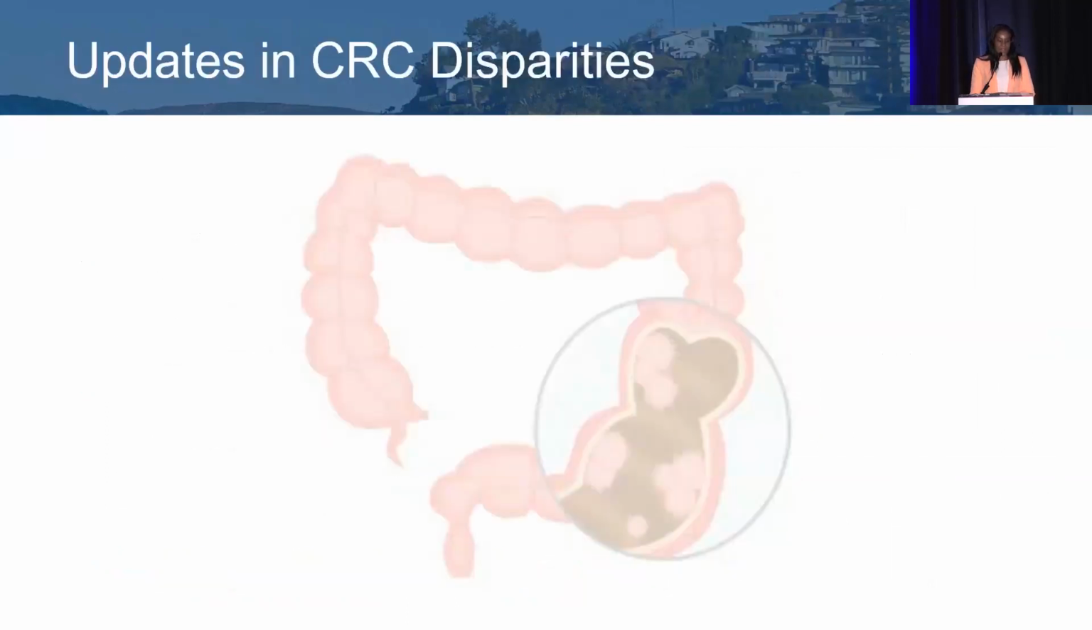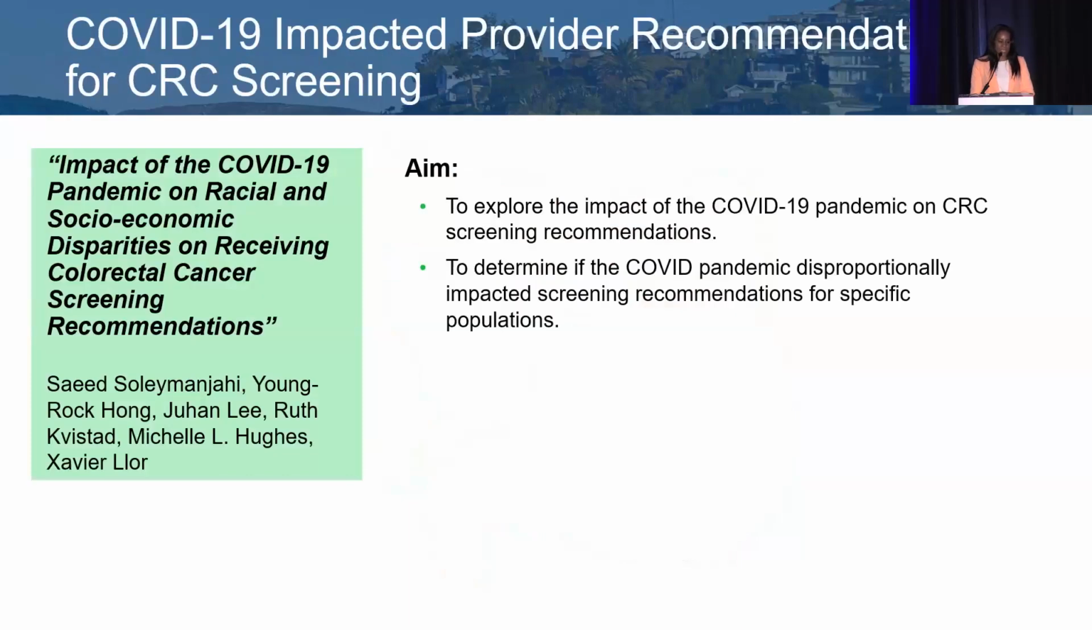Next, I'll focus on a few abstracts from DDW that provided updates in colorectal cancer disparities. As highlighted in the previous lecture, we do see differences in incidence and mortality in colorectal cancer by race and by ethnicity. And there were several abstracts at DDW that highlighted these differences over time and what we might do to eliminate some of these disparities. This first abstract that I'd like to present looked at the impact of COVID-19 on whether or not providers in the United States were recommending colorectal cancer screening.